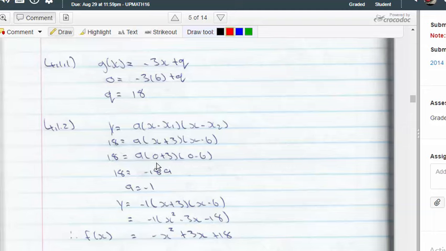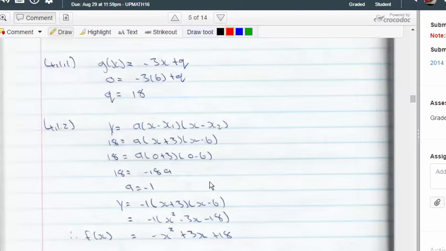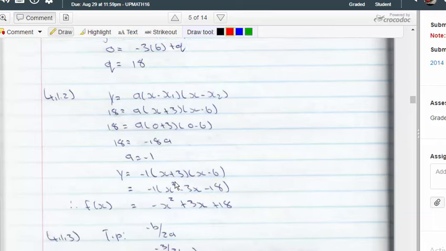Now where does he get the point (0, 18)? Where does that come from? Well, it's the coordinate for D. I know that q is the y-intercept of the straight line, and that y-intercept is now positive 18, sorry. And so that's why in the end we get a is equal to negative 1.